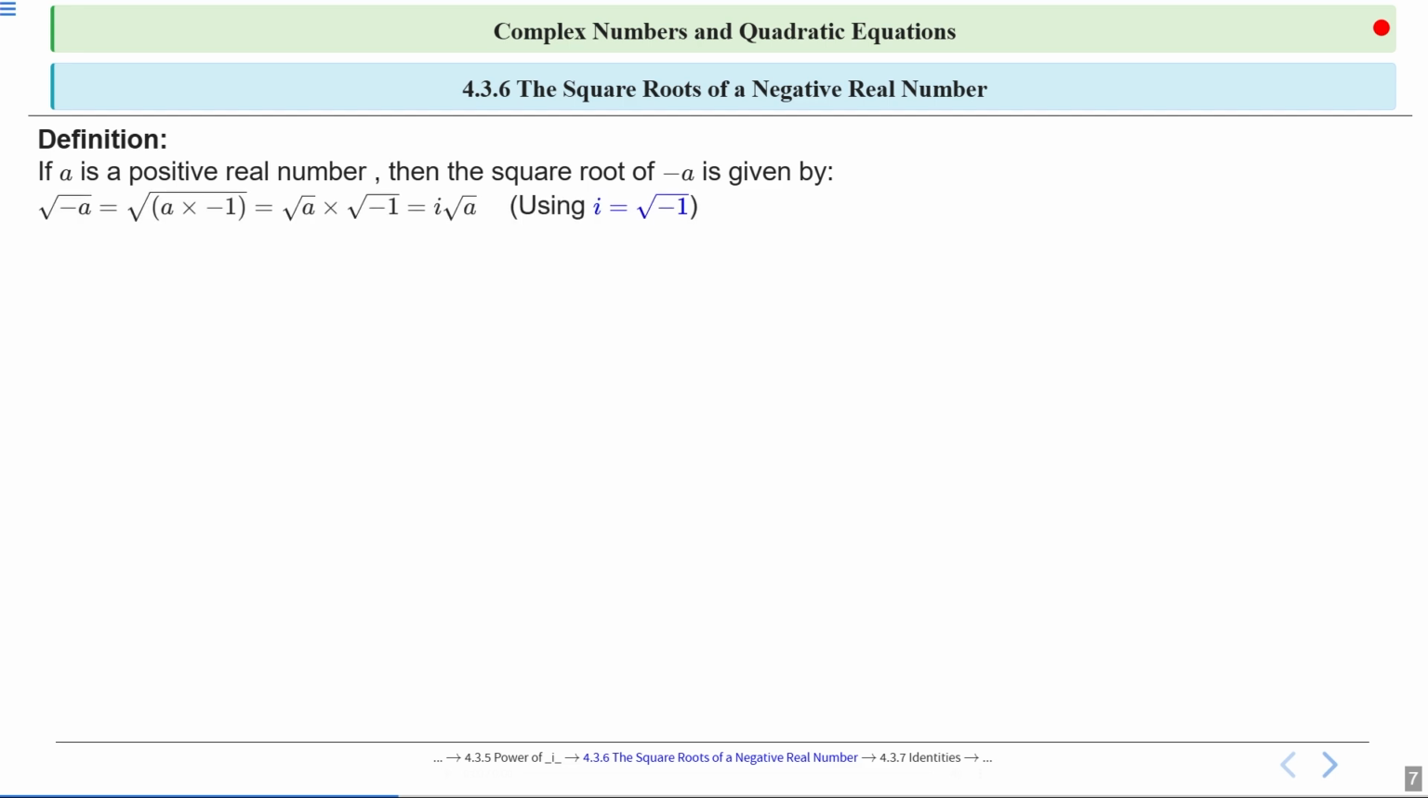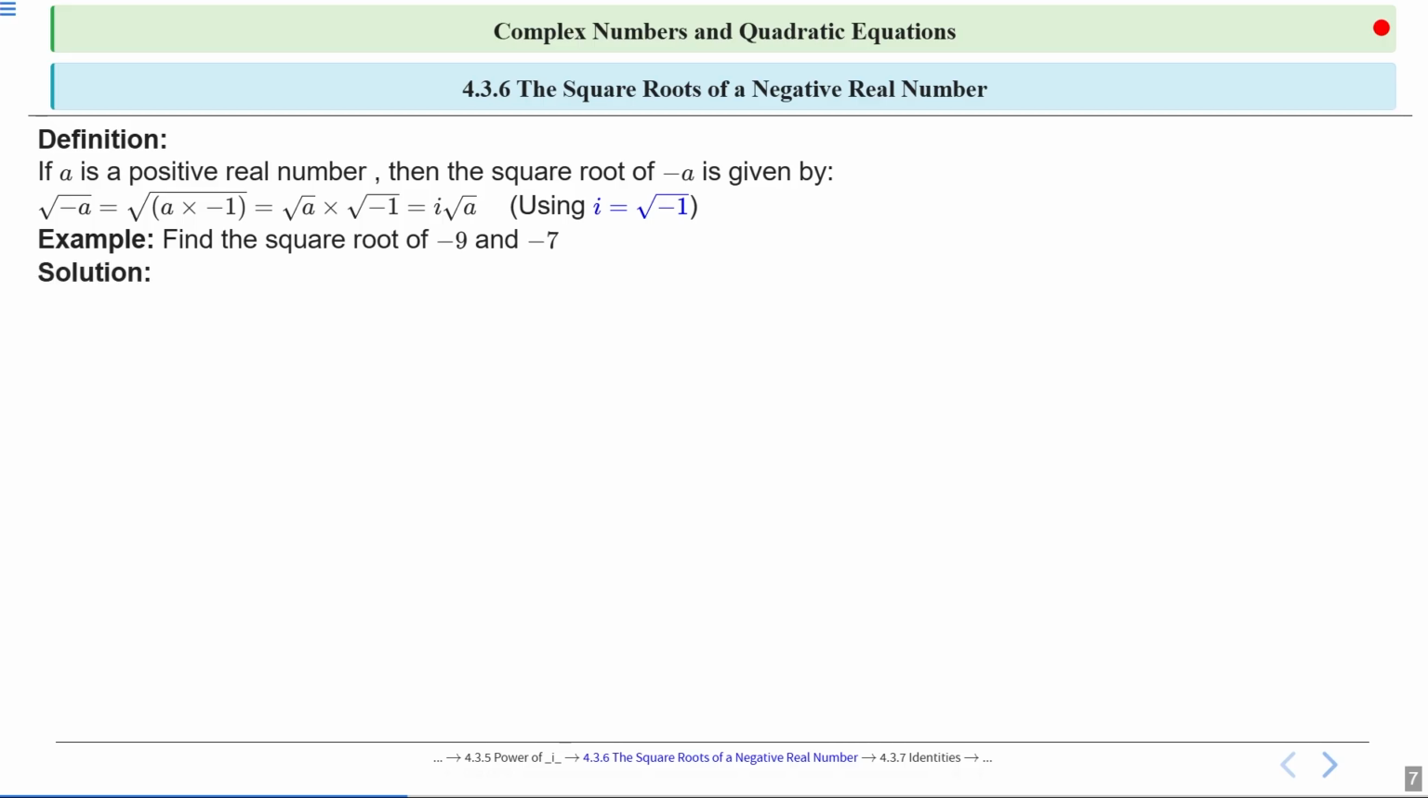So square root of minus a equals square root of a times minus 1, equals square root of a times square root of minus 1. Since iota is equal to square root of minus 1, this is equal to iota times square root of a. So square root of negative a equals iota times square root of a. Let's see this in action with an example. So we will find the square root of minus 9 and minus 7.